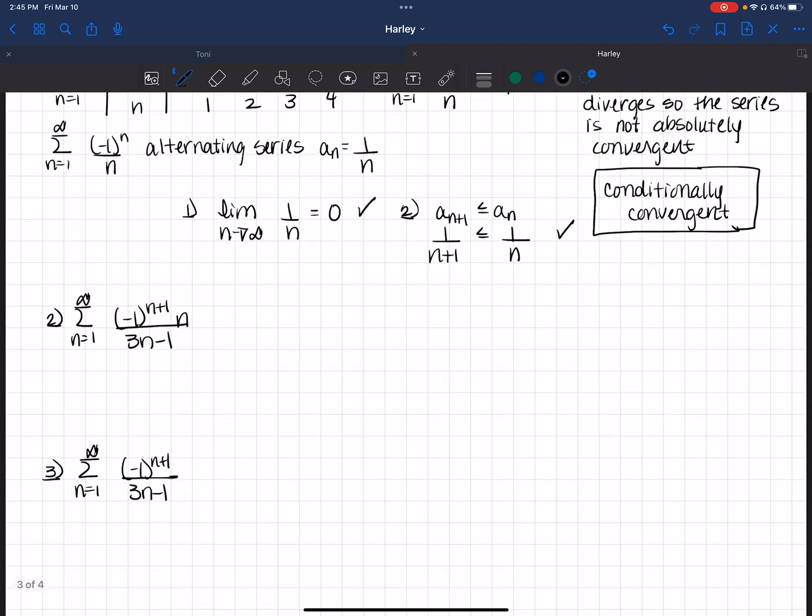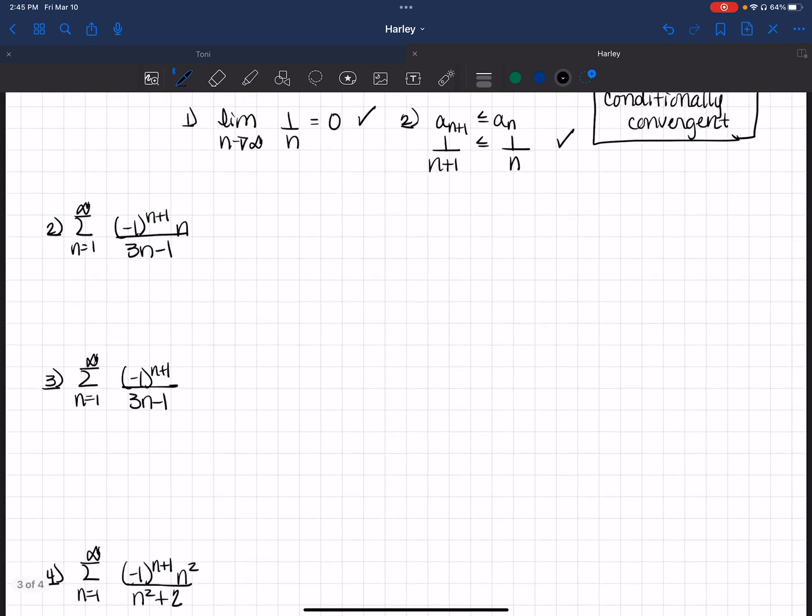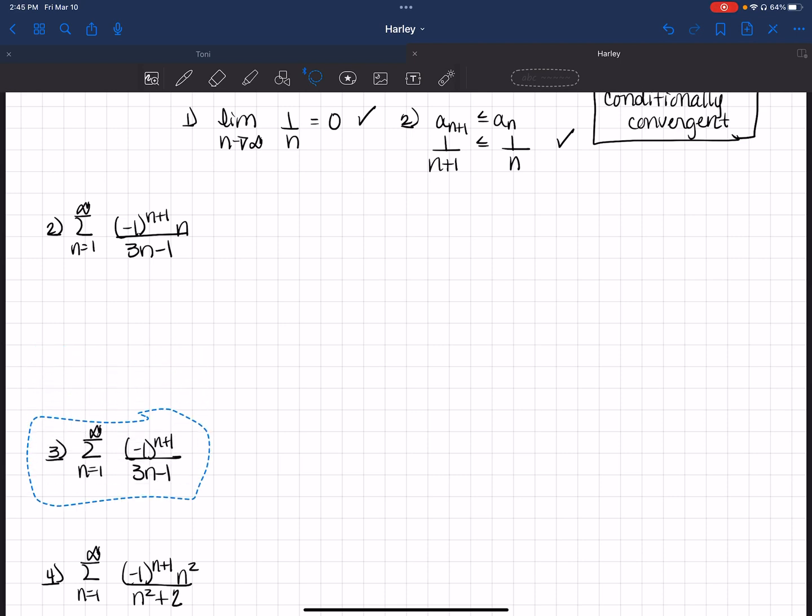Okay, so number 2, I have the summation as n equals 1 to infinity of (-1)^(n+1) times n over 3n minus 1. Well, okay, so once again, I may need to move this down. Let me see if I can move that down a little bit for you so I've got enough room. I may can move it back up in a minute.